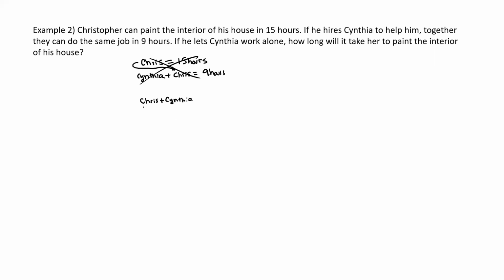So Chris and Cynthia, their time combined is 9 hours, right? And when you divide that by Chris's total time, and if you add this fraction to this fraction here, that's going to be equal to 1, because when you add fractions together, you're going to get a whole number, and 1 is referencing a completed paint job. So you have Chris and Cynthia divided by Chris plus Chris and Cynthia divided by the time it takes for Cynthia to finish is equal to 1.